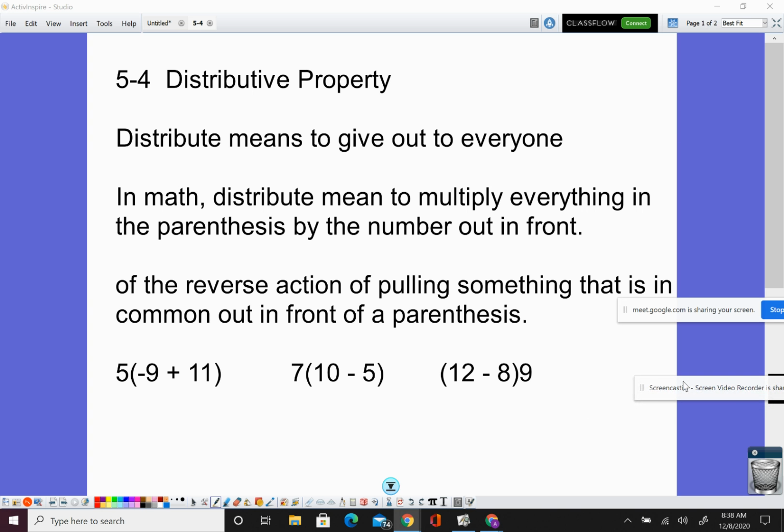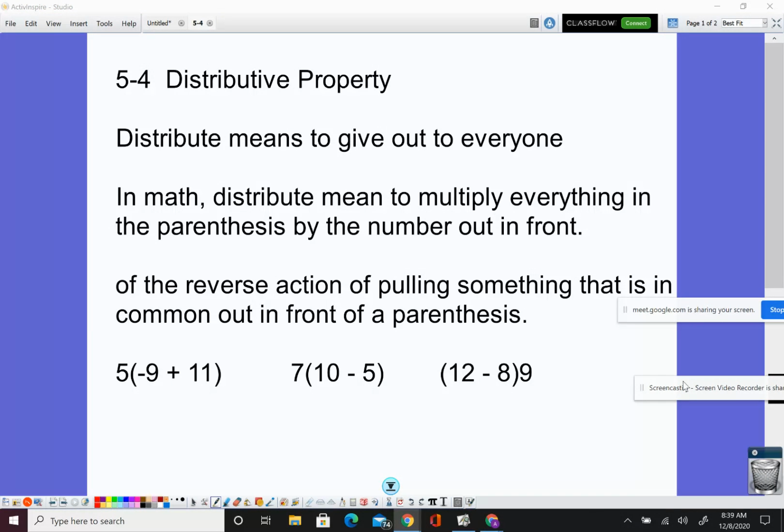Okay, so section 5.4 is titled the distributive property. Just like the associative and commutative, the distributive property is one that you're going to use quite a bit of the time. When we talk about distributing things, we talk about giving them out to everyone. So when teachers want you to distribute the papers, they want you to hand them out to other people.